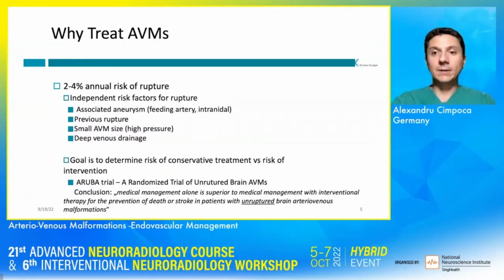In 2013, the results of the largely criticized ARUBA trial were published with the conclusion that medical management alone is superior to interventional therapy in patients with unruptured brain AVMs. The results of the final follow-up were published in 2020 with the same outcome as the original trial. So, should we still be treating unruptured brain AVMs?